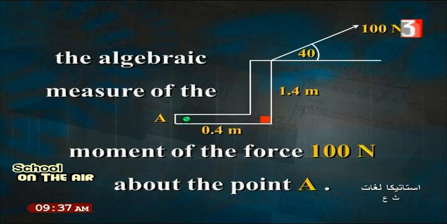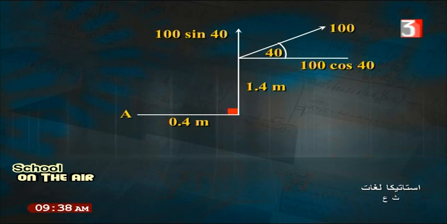The force is inclined at an angle of 40 degrees with the horizontal. We can resolve the 100 Newton force into two components: 100 cosine 40 horizontally and 100 sine 40 vertically, and find the moment by using the rule.